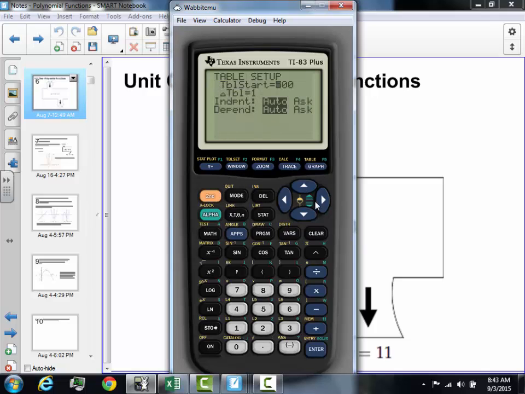Another nifty thing you can do is you can make your table go up not by 1s, but make it go up by a different value. So for example, let's say I want it to go up by 10s. Now it'll give me 500, 510, 520, 530. Do all of the numbers in between, do they still exist? Sure, exactly. Yeah, they do. It's just we're not recording them in this particular table of values.